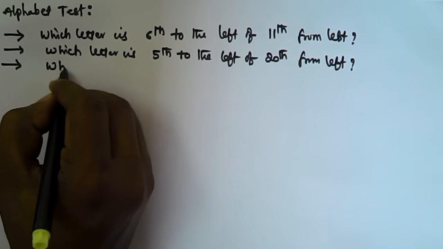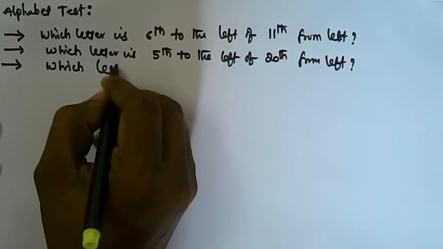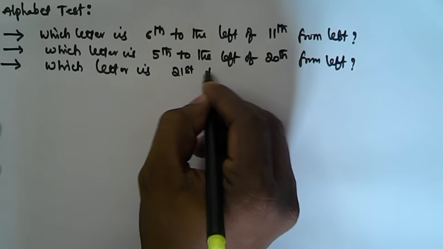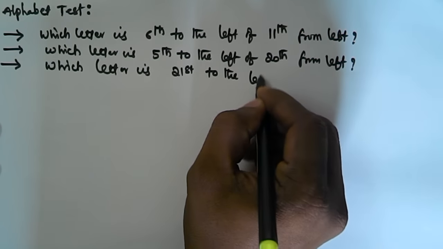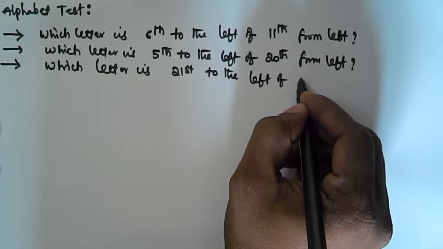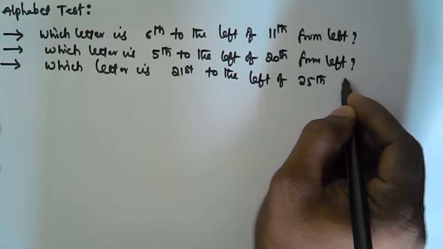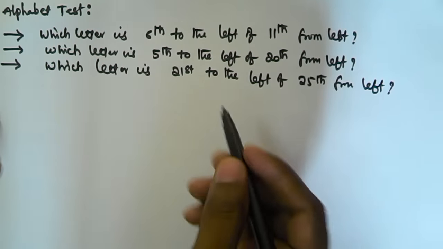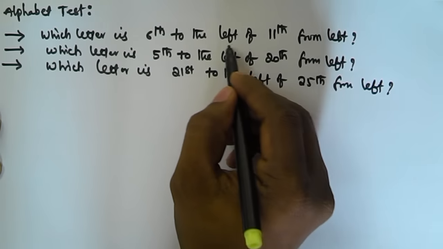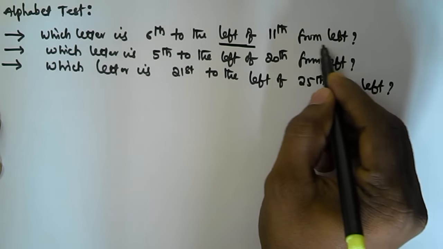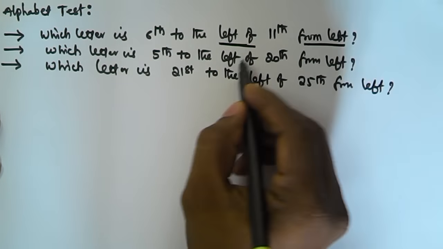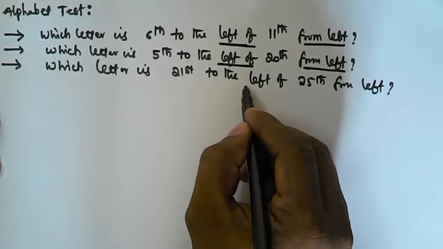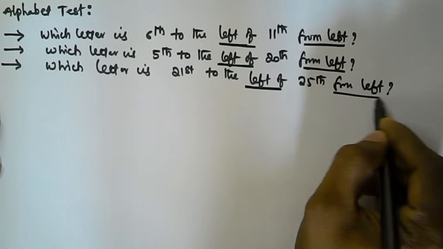Another problem of the same type. Which letter is 21st to the left of 25th from left? Okay, so if you observe in all these questions, here is left of, from left. Left of, from left. Here left of, from left. Here also left of and from left.